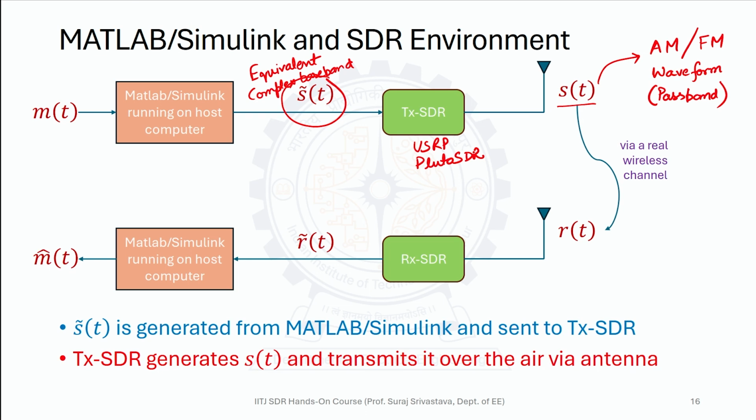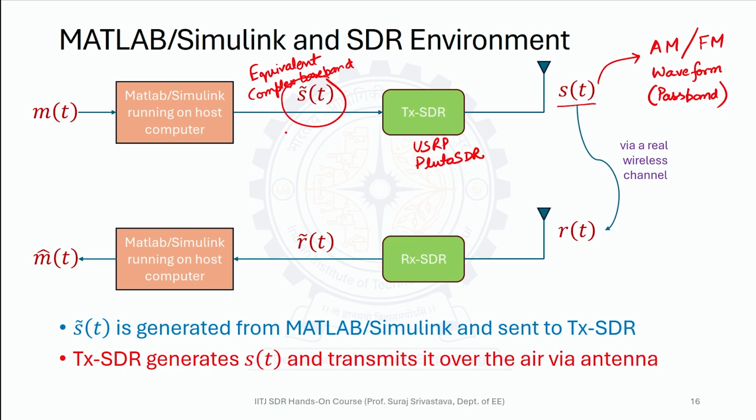So, once again let me just summarize this part. The message signal is m(t), which you want to transmit through an amplitude modulation or FM modulation. So, you will generate an equivalent complex baseband representation of the AM or FM waveform from MATLAB, and this S tilde t is complex in nature. Complex means it is a complex valued signal which has a real part and an imaginary part. So, S tilde t is the complex waveform, and this waveform will be given to the transmit SDR. Transmit SDR will finally generate the final waveform, AM or FM, which has to be transmitted over the air.